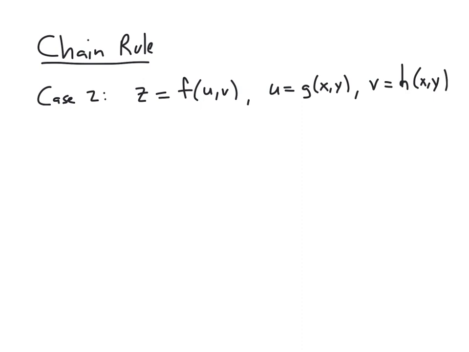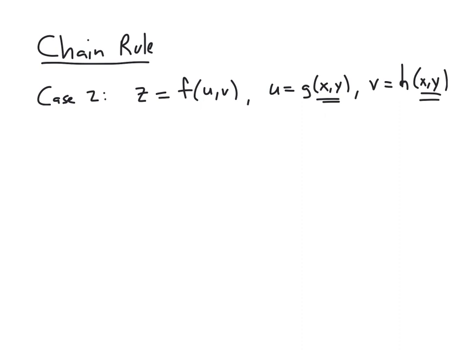One thing to be careful about in this kind of setting is that we do need u and v to be functions of the same two variables. So if u was a function of x and y and v was a function of s and t, then the chain rule as we're about to describe it would not apply because they're different variables. So it is important that u and v have the same independent variables as each other.